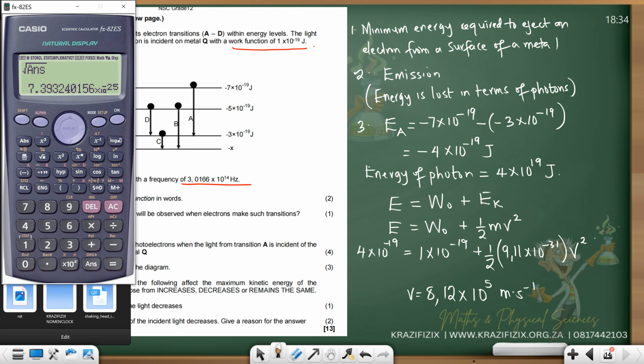Why am I having that? Okay, I think I know why. 3 times 10 to the power negative 19, right? Divided by, yep, this is why. 9.11 times 10 to the power negative 31. I didn't put a bracket, it's important. Now we find the square root of that answer. Do you see the importance now of that bracket? Very, very important. Guys, are we okay?